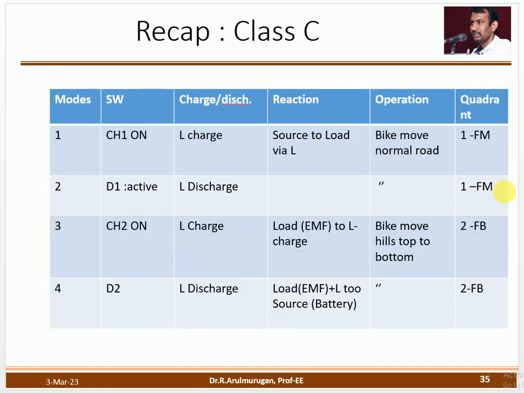So summary of the table. Mode 1 and mode 2 are forward motoring, rectification, and these two modes are inversion, forward braking. Here L is charge, discharge. When the switch is closed, L is charged and then discharged. L is charged in the opposite direction and L is discharged. So that's all about the class C chopper.